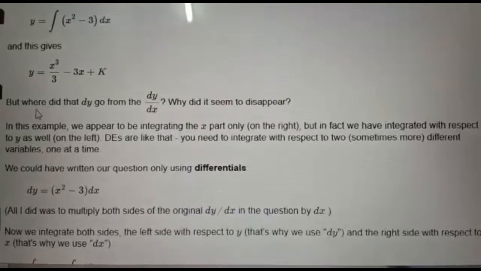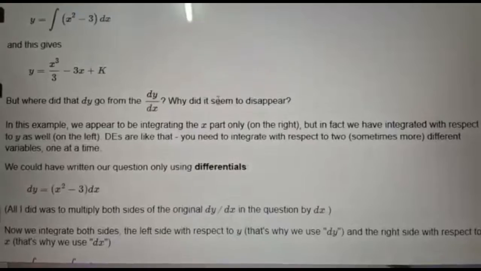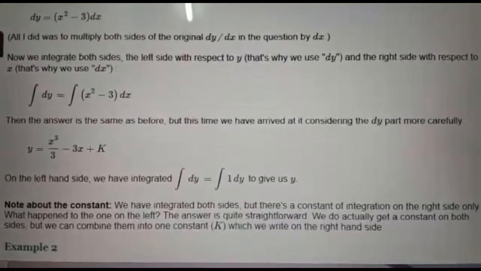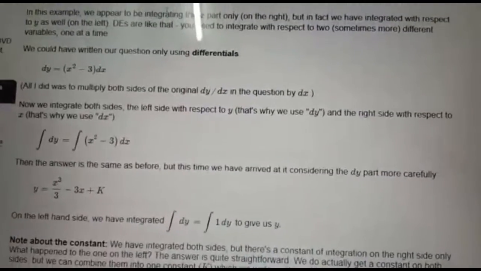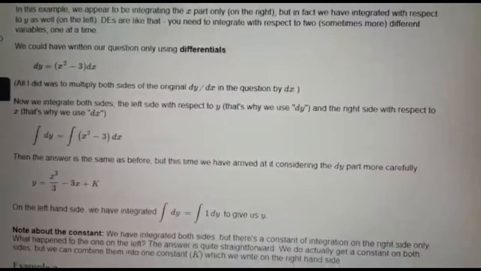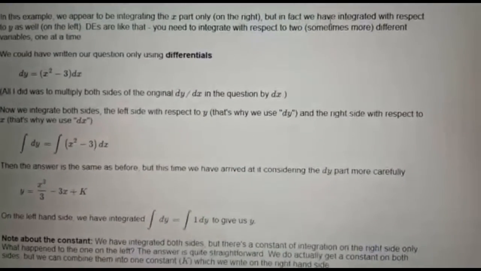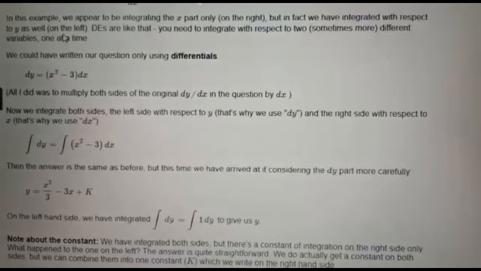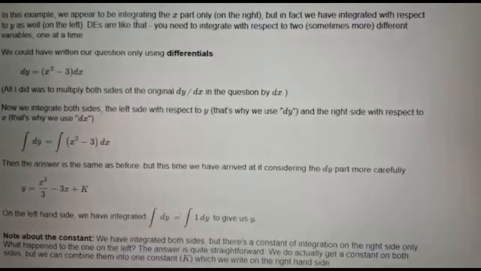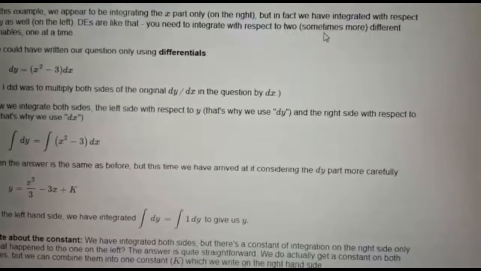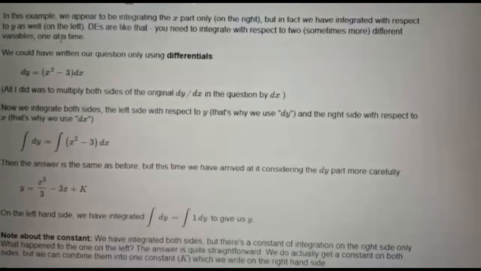K is the constant. But where did that dy go from the dy dx? Where did it seem to disappear? So now let us see. In this chapter, we appear to be integrating the x part only on the right, but in fact we have integrated with respect to y as well on the left. DEs are like that. You need to integrate with respect to two different variables, one at a time.